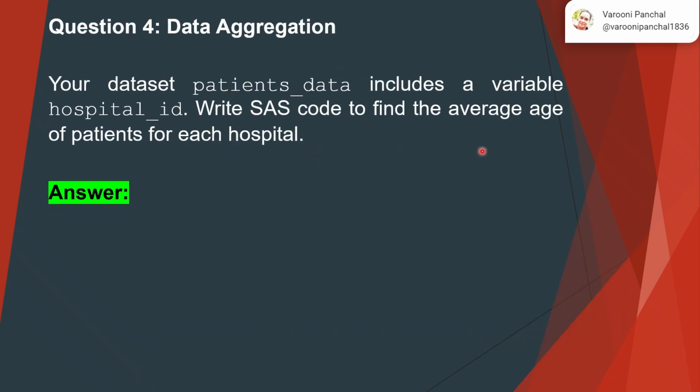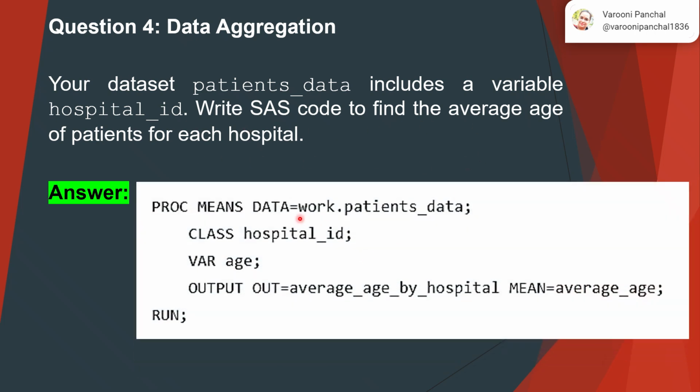Question 4. Data aggregation. Your dataset patients_data includes a variable hospital_ID. Write SAS code to find the average age of patients for each hospital. So we'll use the PROC MEANS procedure. Data will be input as patients_data, and we will classify by hospital_ID. This is a CLASS statement. This is a VAR statement where we are interested in age, because we want to find the average age. So age is my analysis variable and class is hospital_ID.